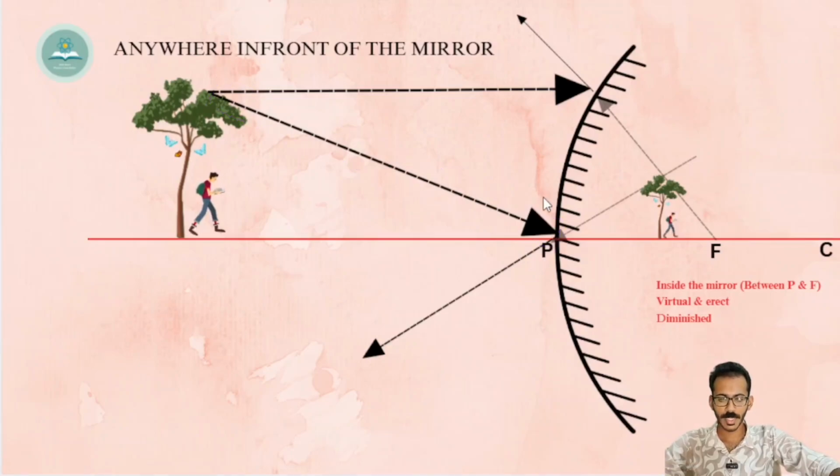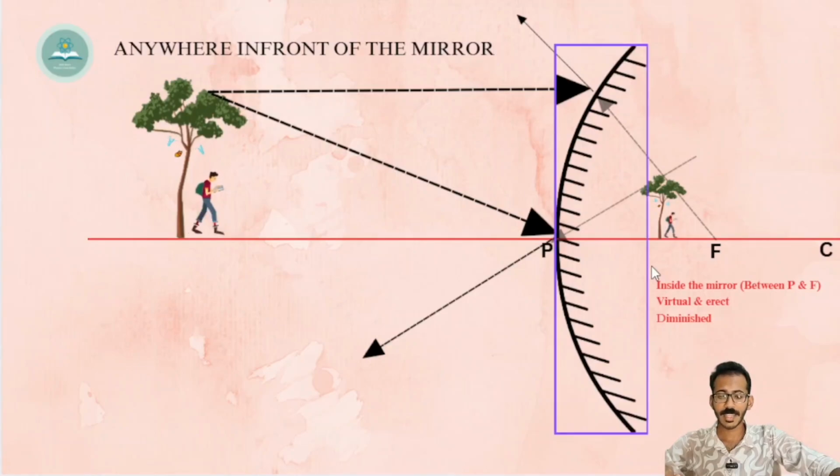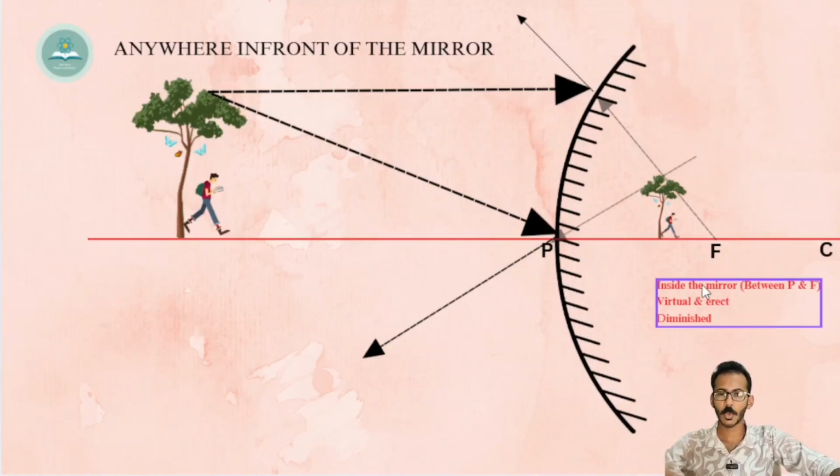Here the point is pole. So it's coming and hitting the pole. It will get reflected back, making equal angles on top and bottom of the principal axis. And both the rays, when extended inside the mirror, they will meet at a particular point here. So we'll get a diminished image. So if we keep the object anywhere in front of the mirror, we'll get the image inside the mirror, mostly between P and F. It will be a virtual image, erect image, as well as diminished image.